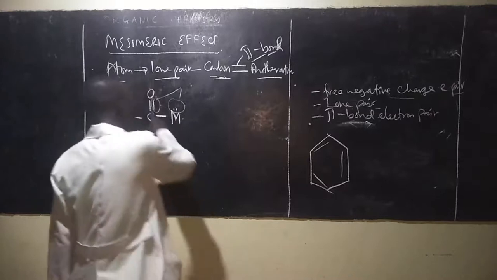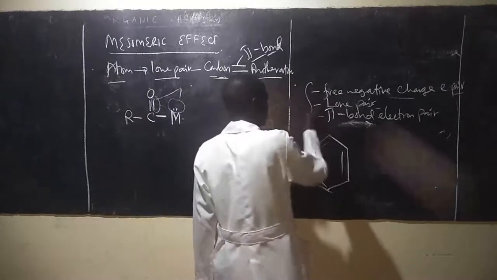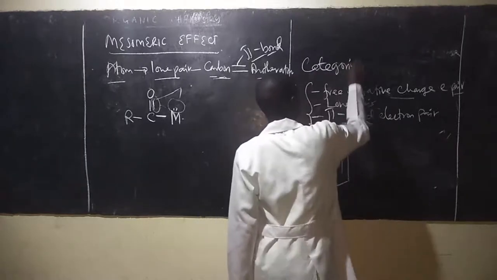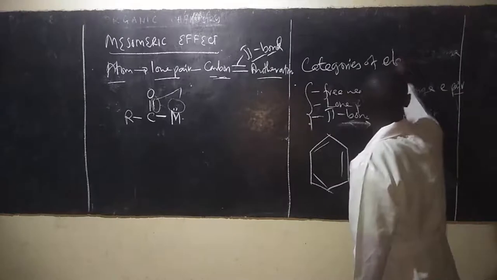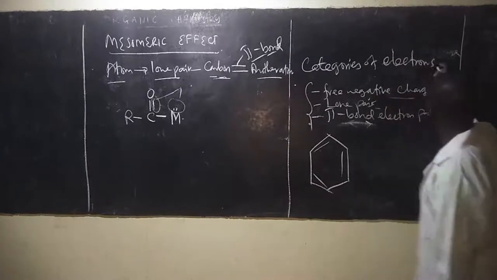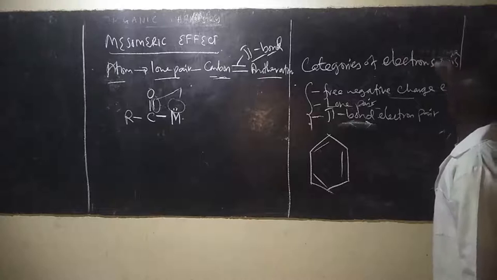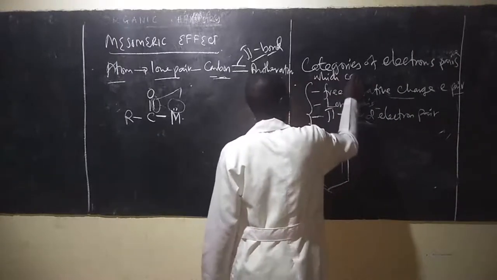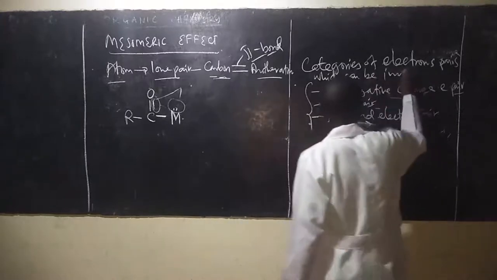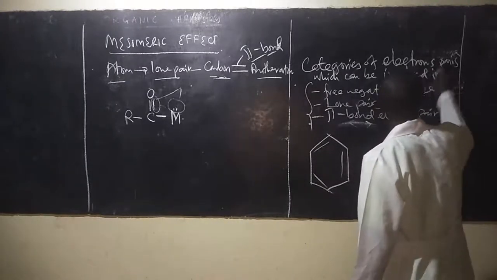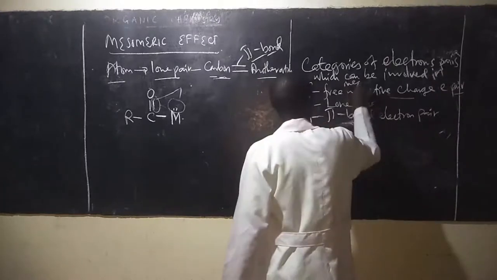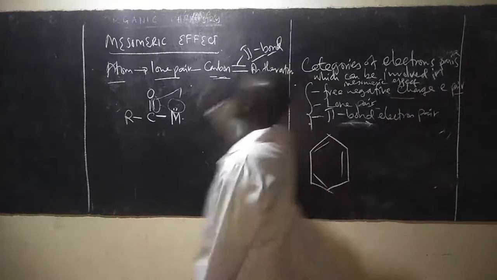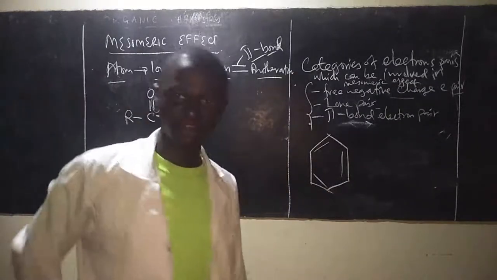Hawa wadudu wawili, electrons za pi bond na za lone pair wote wako hapa. Hizi hapa ni categories of electrons pairs which can be involved in mesomeric effect. So these are just the categories of electrons pair which can be involved in the mesomeric effect.